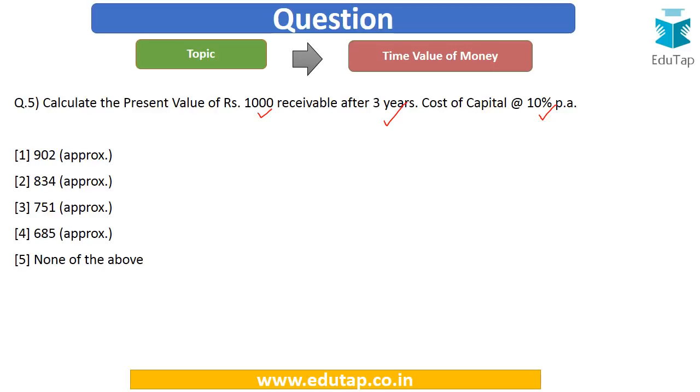We just have to put in the formula of finding the present value, and we have to use this cost of capital also to find the figure of present value. So we are given different options here: 902, 834, 751, 685, or none of the above.